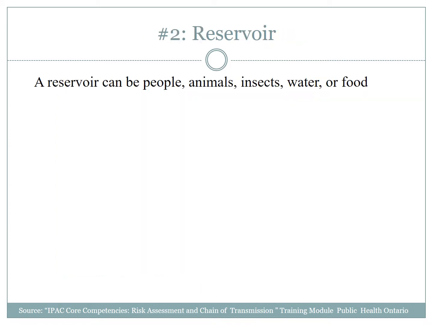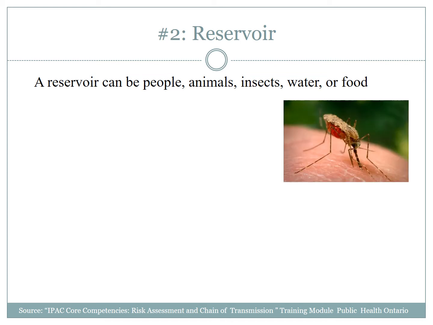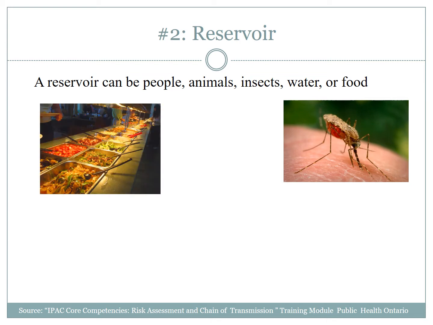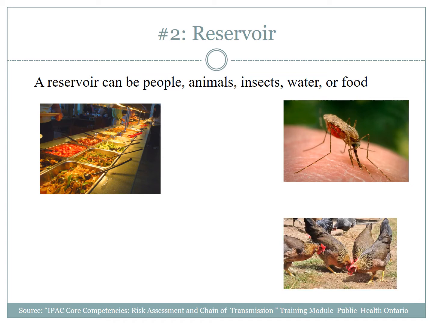The second link in the chain of transmission is the reservoir. A reservoir is simply where the infectious agent can live and grow. A reservoir can be people, animals, insects, water, or food. Food can be a reservoir for an infectious agent that can lead to an individual getting food poisoning if they consume that contaminated food. For those of you who have pet turtles, snakes, or maybe you raise chickens, these animals can also be reservoirs for bacteria such as Salmonella.